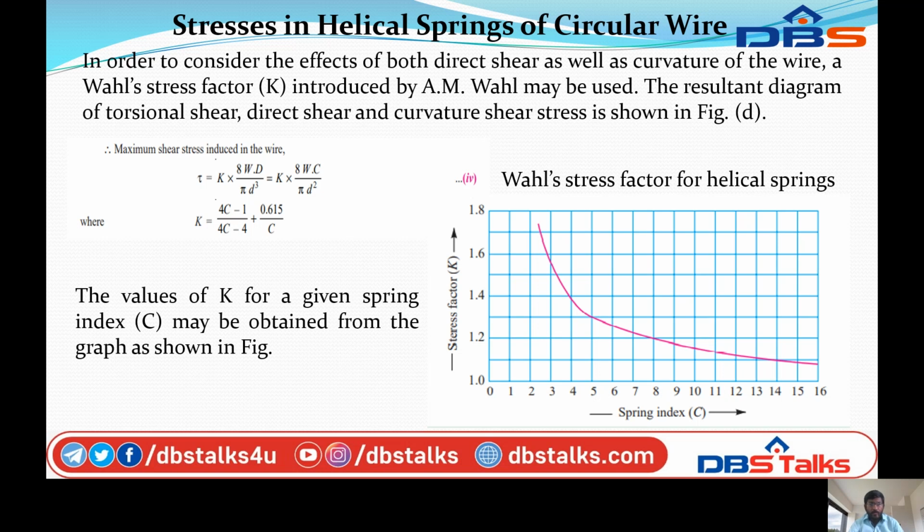So we can see the figure, Wahl stress factor for helical springs. The graph shows the stress factor K against the spring index C. The spring index varies over the values 0, 1, 2, 3, 4, 5, 6, 7, and finally the spring index is fixed at a constant value of C. So the value of K for the given spring index C may be obtained from the graph, as shown in the figure.